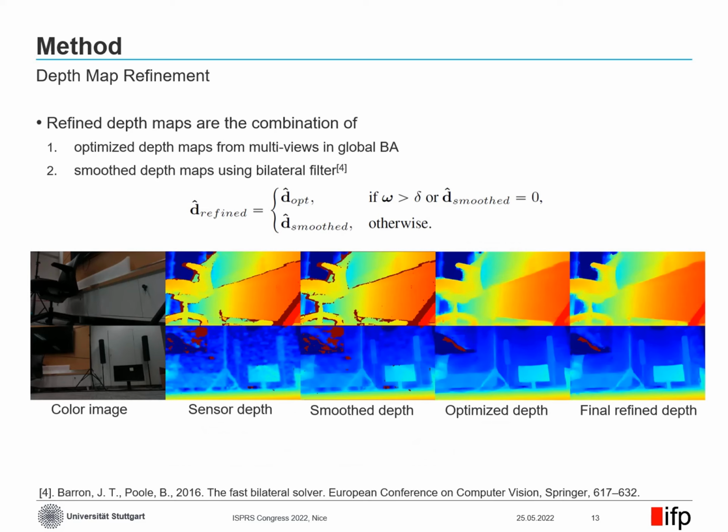Here are 2 representative results for depth map refinement. As can be seen, the input sensor depths are noisy, especially at object borders and far measurements. Besides, there are also missing values. These missing values can be reasonably estimated by optimization. As for the measurements at object borders, this can be improved by both smoothing and optimization. However, for thin objects, we notice that smoothed depth has a better result. As for our final refined depth, it benefits from the strengths of both optimization and smoothing.